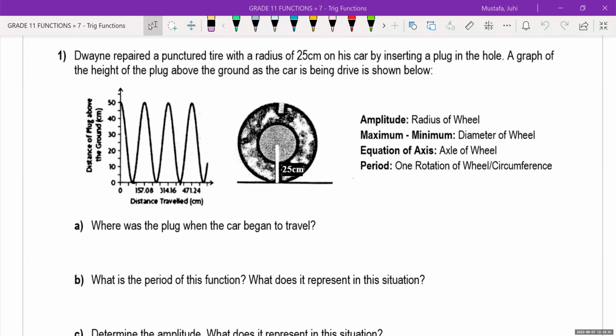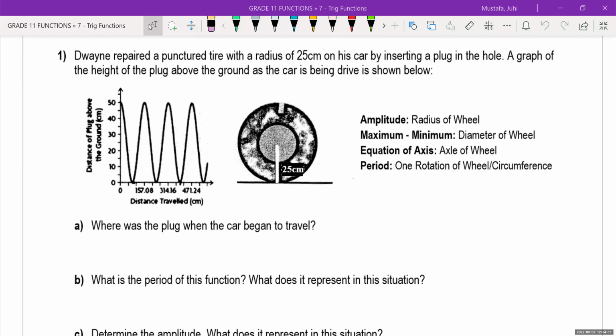Back to the question. So Dwayne repaired a punctured tire. The tire has a radius of 25 centimeters on his car by inserting a plug in the hole. A graph of the height of the plug above the ground as the car is being driven is shown. So basically, if you visualize, there's a plug right at the top, and then the car is moving. So the plug is at the top, and then it goes to the bottom, and then it goes back to the top, and then it's just repeating this pattern over and over again. On the graph, we have the distance the plug is above the ground, and then the distance that's traveled.